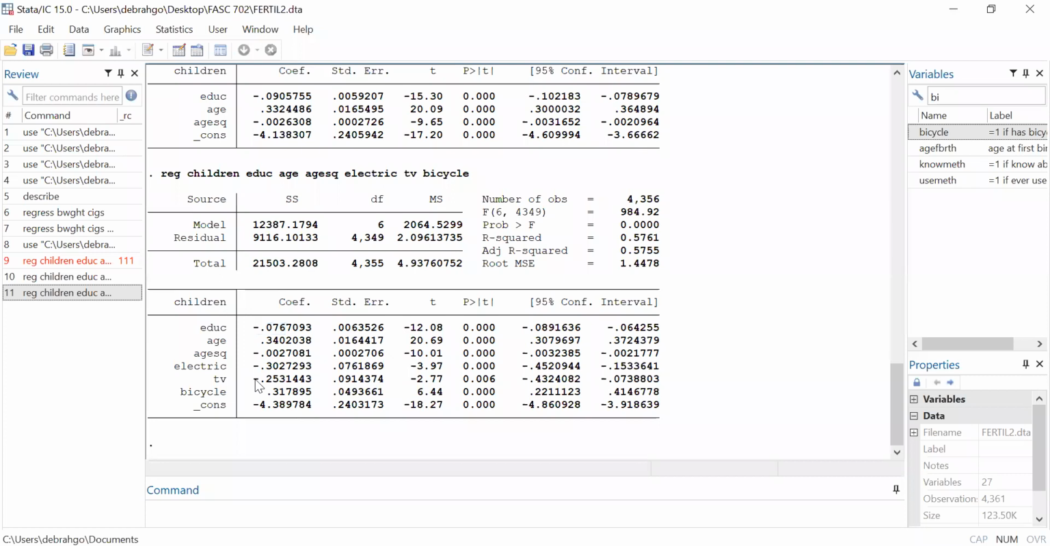Why does television ownership have a negative effect on fertility? Any suggestions, folks? Hello, Doc. Yes, if you are busy watching TV, you are not likely to engage in an activity that may lead to pregnancy. Yes, that's a good one, the traditional one. But that's not what I would take as the answer.